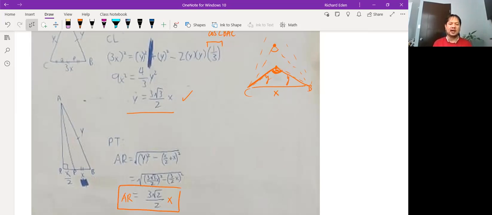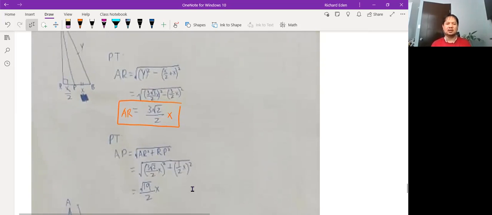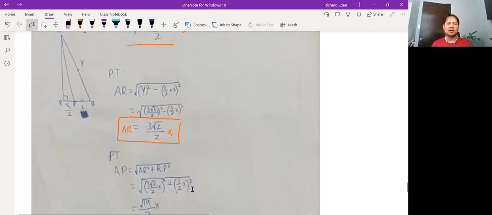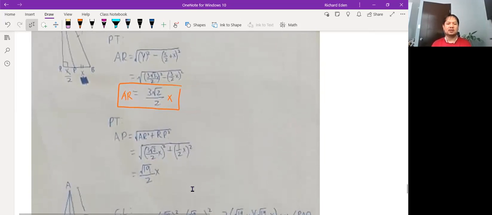So ito nung height. And so from that, we can figure out AP. AR squared plus RP squared. AP squared of x plus 1 half. So meron tayong 1 half. 9 times 2, 18 plus 1, 19. So that's AP. All right. That's correct.